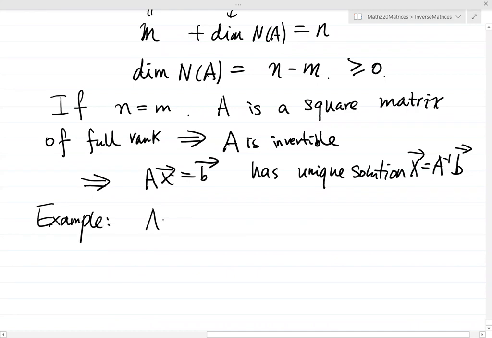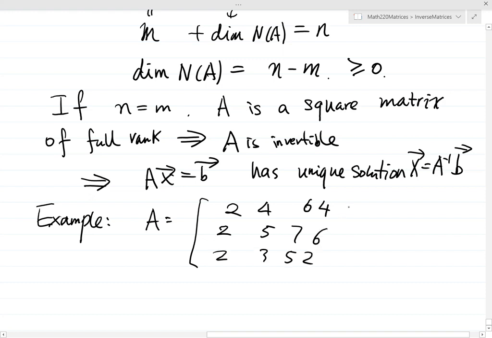Okay, A is this: 2, 4, 6, 4; 2, 5, 7, 6; 2, 3, 5, 2. Okay, so this is A.